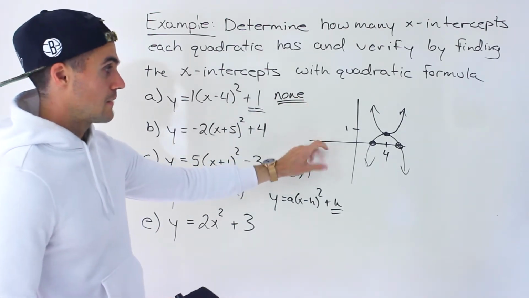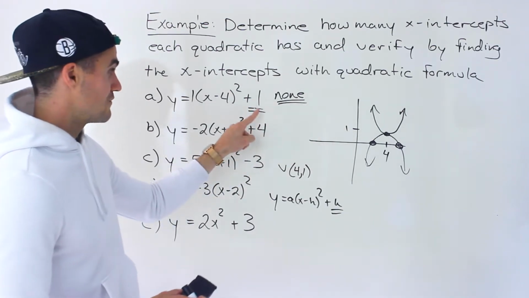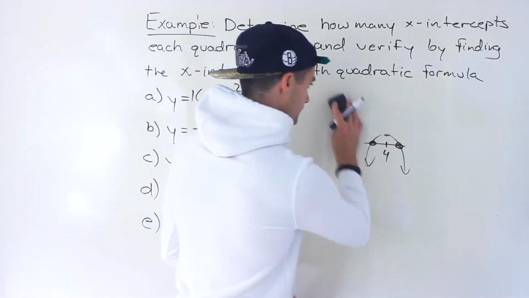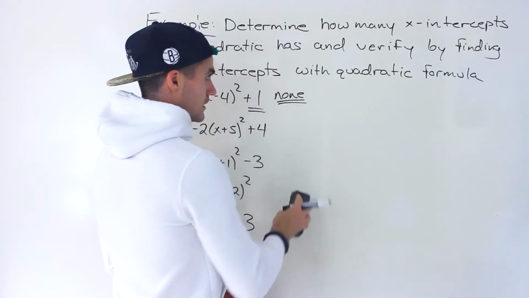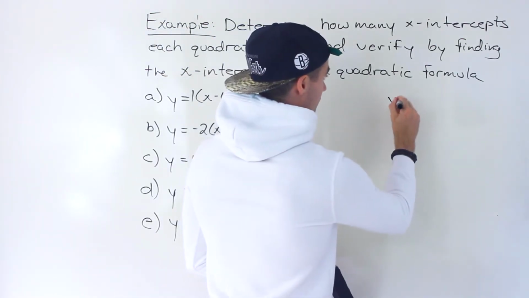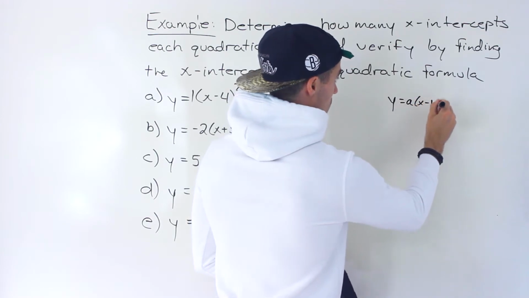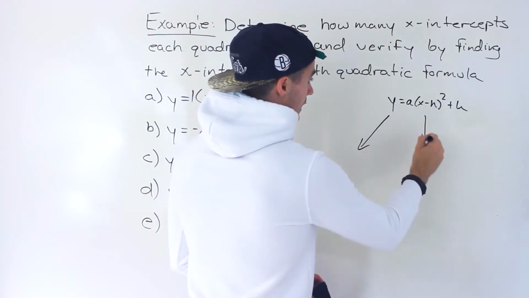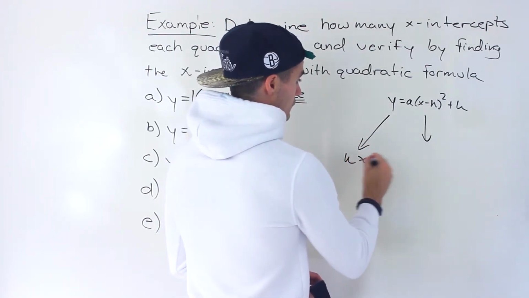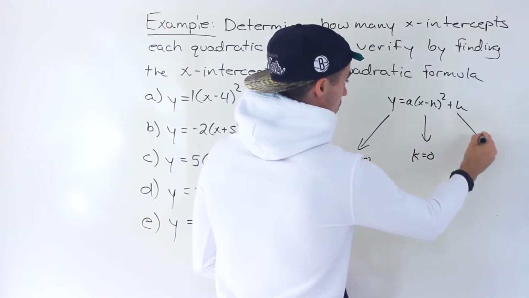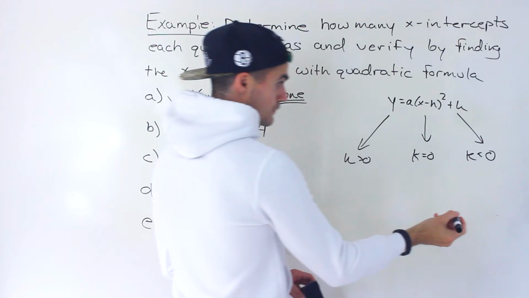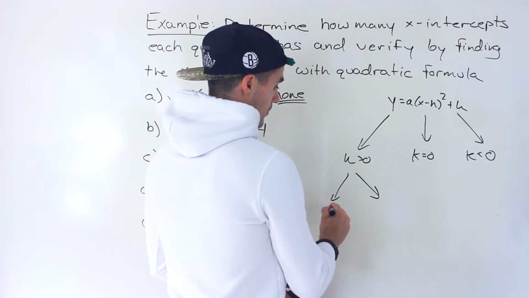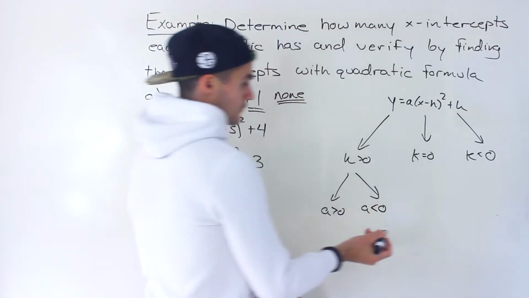So more specifically, it matters what the y value of the vertex is, or the k value in the vertex form, and what the a value is, whether it's positive or negative. This is kind of a side note: you can take the vertex form. Remember, this is only for vertex form, what I'm about to write over here. And you could say, okay, is the k value positive? Is it 0? Or is it negative? And then from there, we can say, okay, is the a value positive, or is it negative?